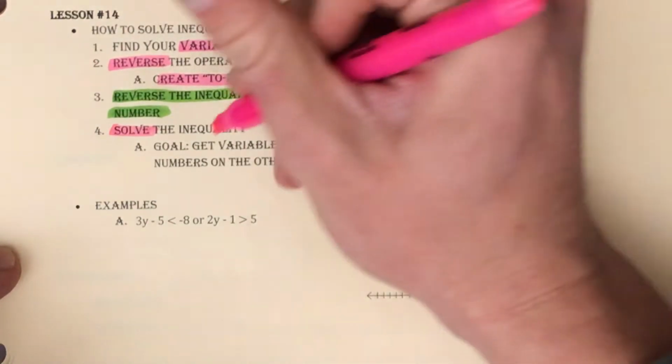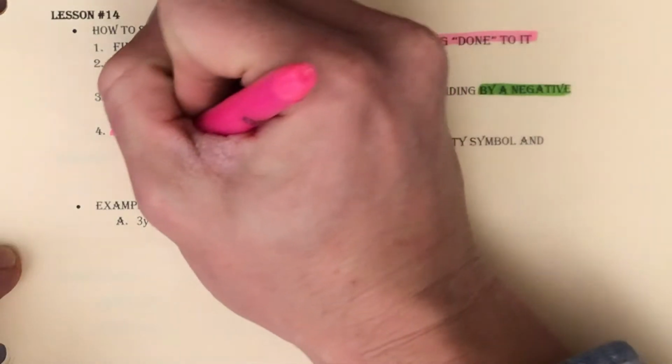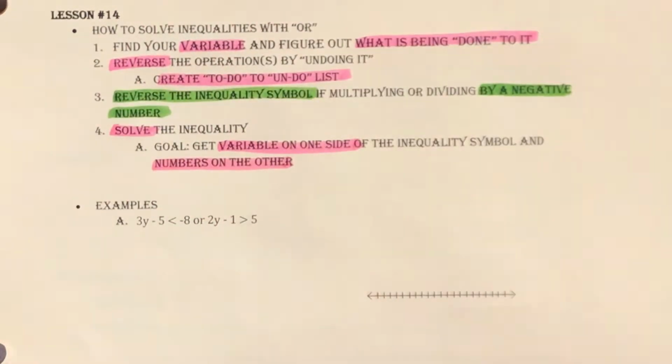The goal is to get the variable on one side of the inequality symbol and numbers on the other. Now we're going to have to do this two separate times. The steps to solve are never going to be the same from one part of the compound inequality to the other. They're going to have their own separate steps to solve. So make sure you look at each one individually, solve it, and then go do the other one individually and solve it.